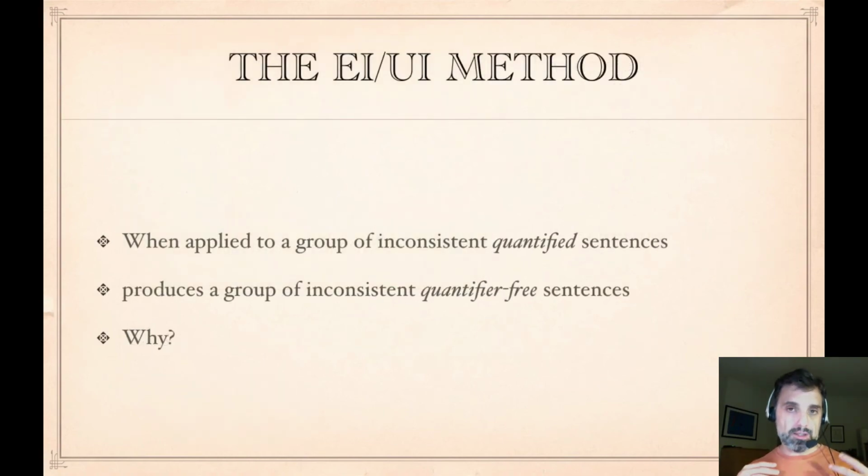But the question then about the EI-UI method is this. Why is it that if we start with a group of inconsistent quantified sentences, with quantifiers in them, then when we apply the EI-UI method, we get a group of inconsistent quantifier-free sentences? Why does the EI-UI method do that? So that's the question. In the next video, I'll answer that question.